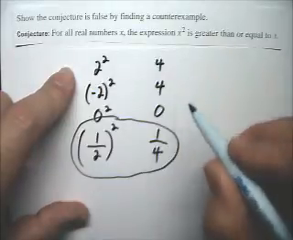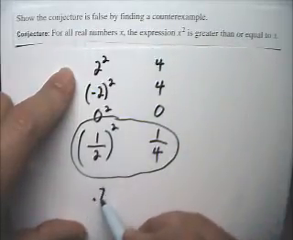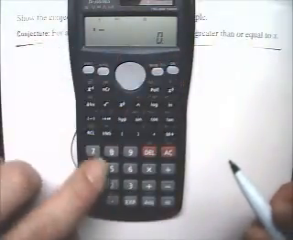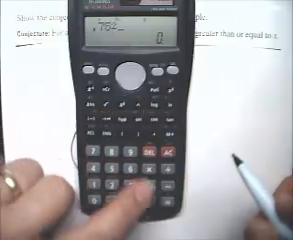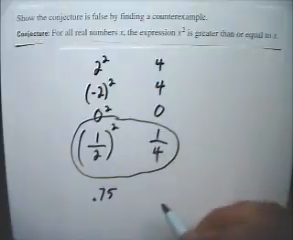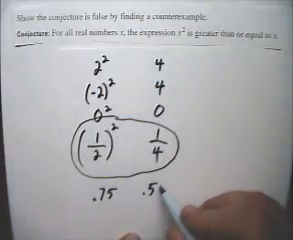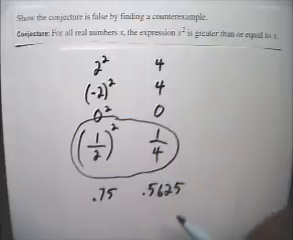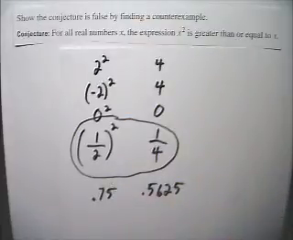So if we take a fraction like 0.75 and we square that, we get 0.5625. See, so any fraction is a counterexample to prove that this is false.